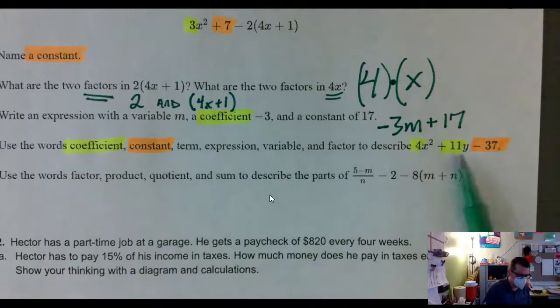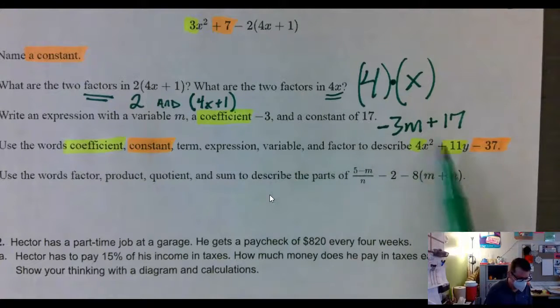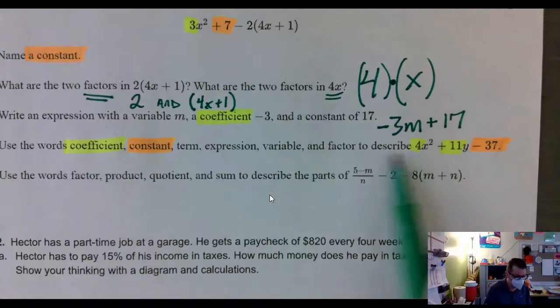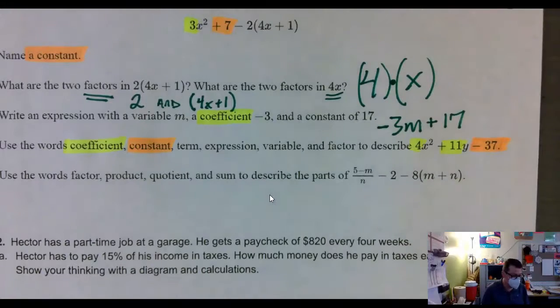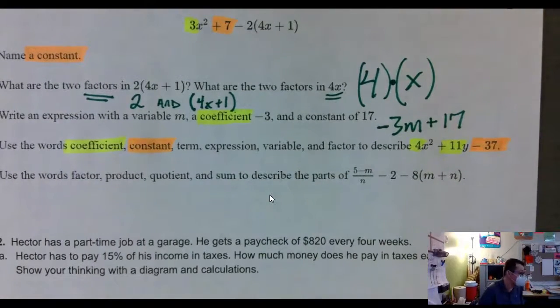Term, there are 3 terms. 4x squared is a term. 11y is a term. Negative 37 is a term. The variables, we can talk about x squared and y being variables. So as long as you could do this on a test, that's what I care about. Like, I'm not looking for a big, long written explanation here. I just want to make sure you know what constants and coefficients are.